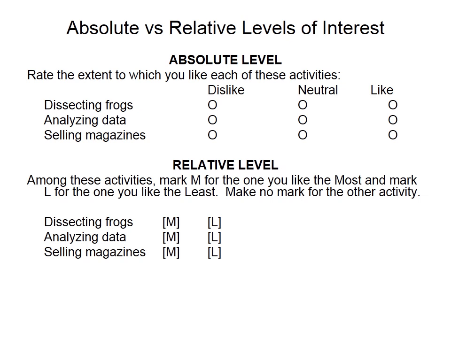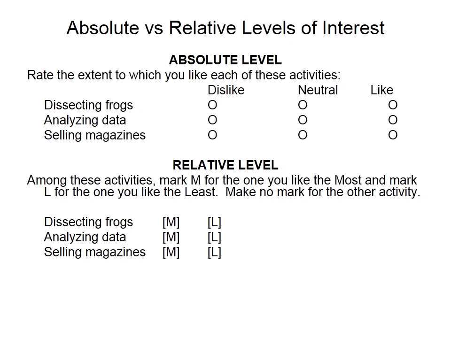So the first thing I'd like to note is that one of the broad aspects that differentiate vocational testing is whether they're using absolute level of agreement versus relative level of agreement. So absolute level is basically the extent to which you like each of these items. So for every single item, you're going to be able to rate whether you like them or dislike them.